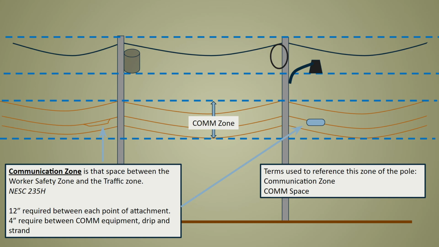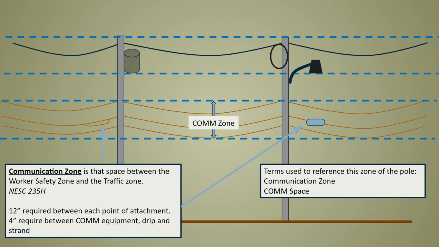This is where all of your communication attachers will be. There'll be telephone, coax, cable, fiber optic. We are all in that same COM zone. Within that zone, we all have to be 12 inches apart at the point of attachment. So we talked about that term. That's where the bolt goes directly through the pole. All those attachments have to be 12 inches apart.